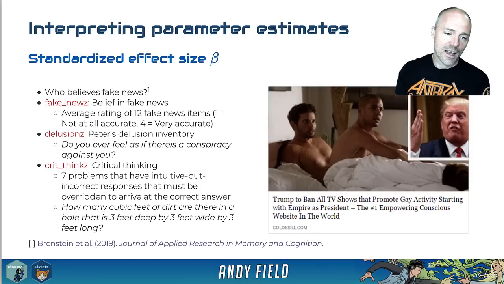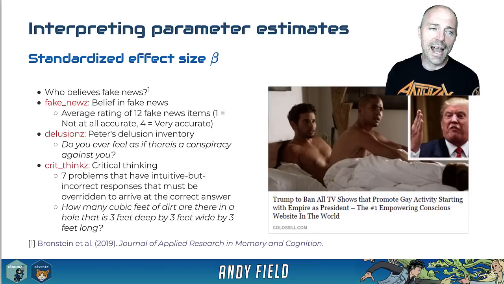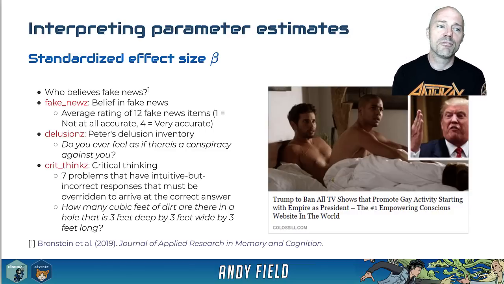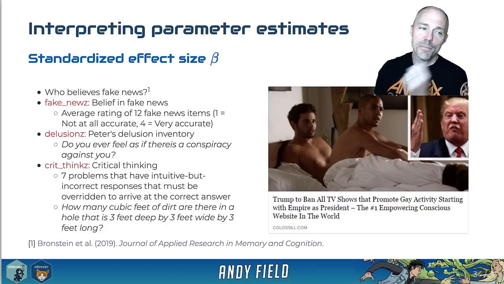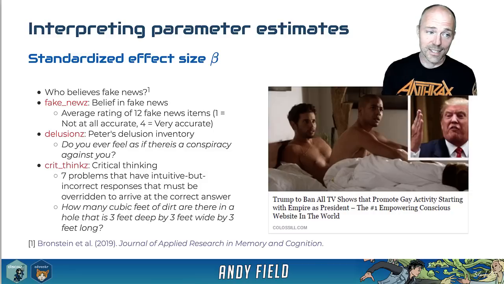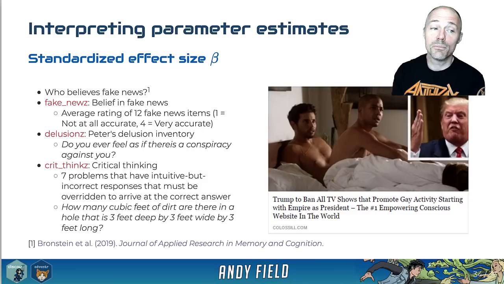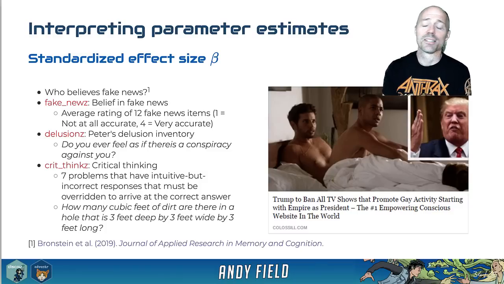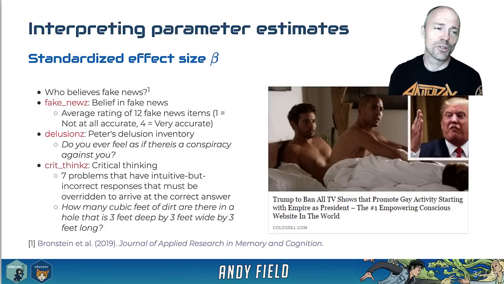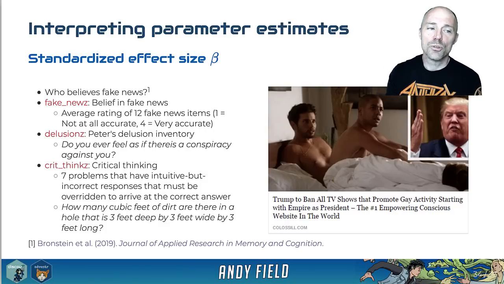So an example of this, again, this is some real research, real data from an actual study, looking at what predicts belief in fake news. They had some fake news items that actually existed in the world, and they got participants to rate them, 12 of them in all, from 1 not at all accurate to 4 very accurate. They had lots of other items, like some actual non-fake news, as controls, but we're not going to look at that. They also gave them a questionnaire measure of delusional thinking.